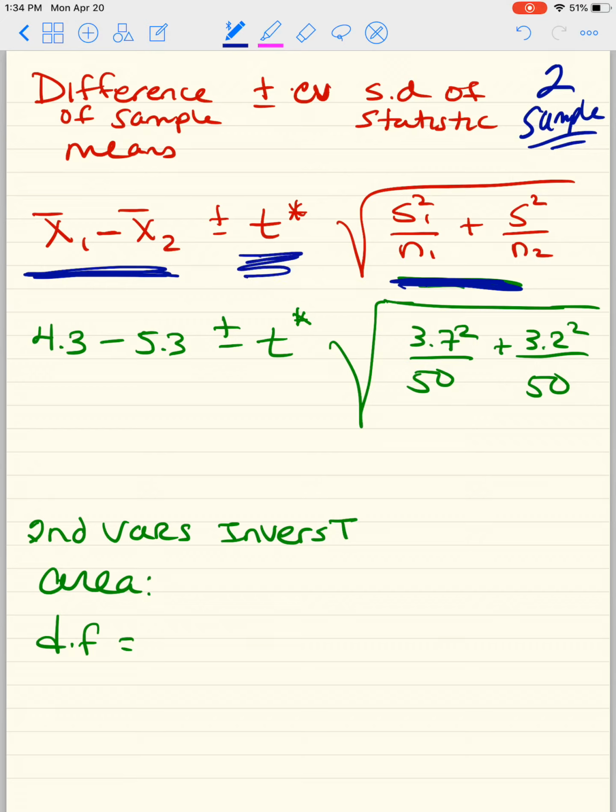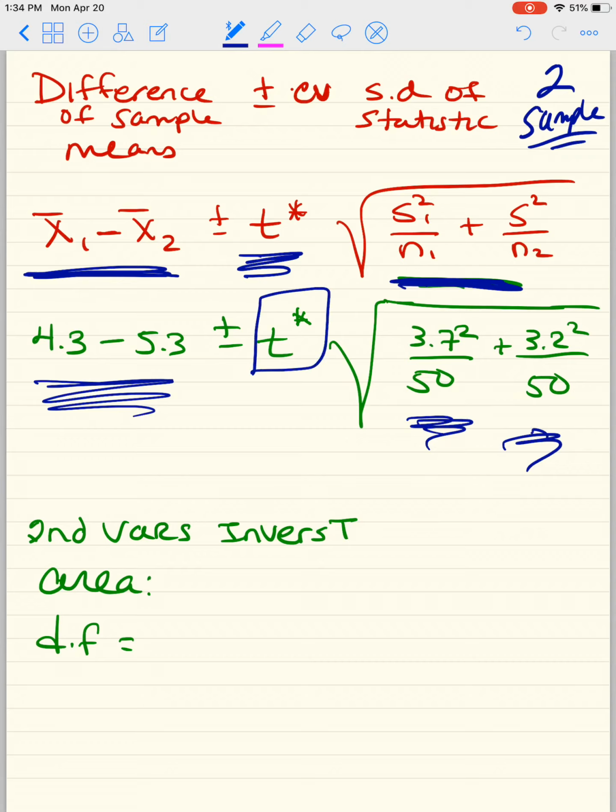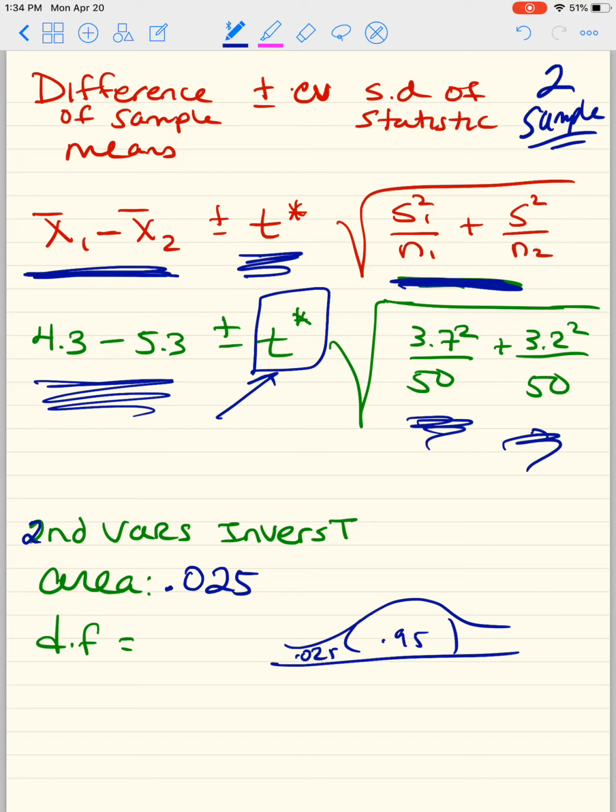And then we have this special T. Now, you plug in all your mechanics, 4.3, 5.3, 3.7, and so on. Don't compute any of this. Let your calculator do it. This guy here, you can leave as T star for now. You can go back and replace it later. But the way to find the actual value for this is you press second, vars, inverse T. You know it's a 95% confidence interval, which means that on each side there's 0.025. So that's why our area is this.